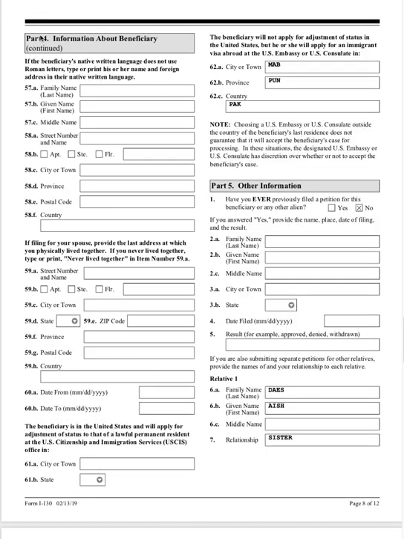Page 8 of 12, part number 4, information about beneficiary, continued. If the beneficiary's native written language does not use Roman letters, type or print his or her name and foreign address in their native written language. Let's suppose someone is from Bangladesh or India, they will write their details in their own native language. So make sure that you fill out part 4 as well.